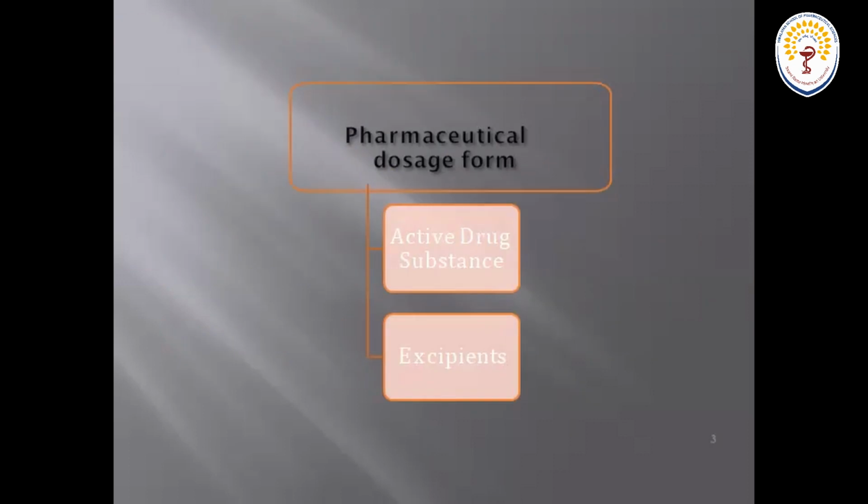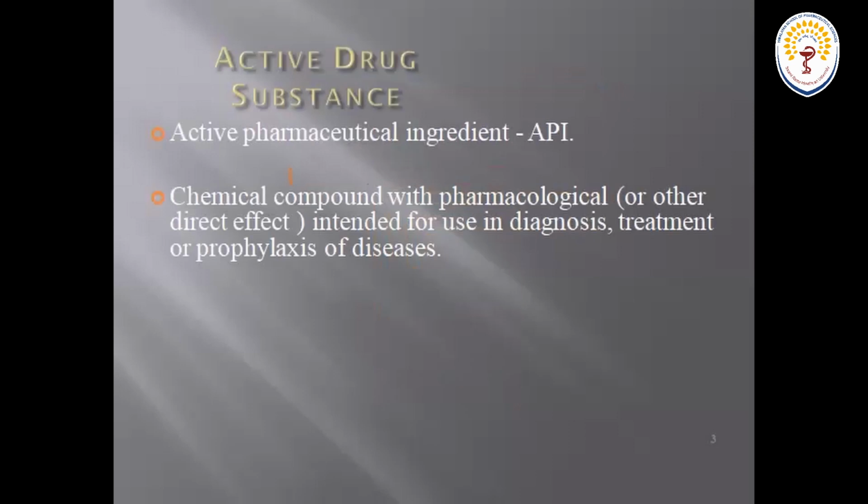Pharmaceutical dosage form includes active substances and excipients, which are converted into the specific dosage form, which suits a specific route of administration. Active substances, or active pharmaceutical ingredients, are chemical compounds which are pharmacologically intended for use in the diagnosis, treatment, and prophylaxis of disease.